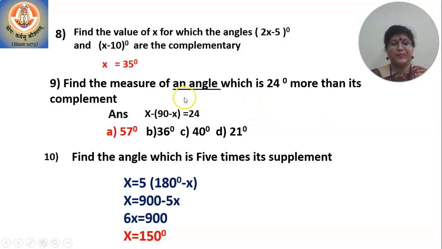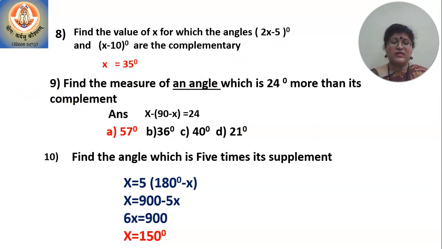Question number 9. Find the measure of an angle which is 24 degrees more than its complement. Now, how do you work this out? You don't know what the angle is, so let us assume the angle to be x, which is 24 more than its complement. That means we are talking about complementary angles here.